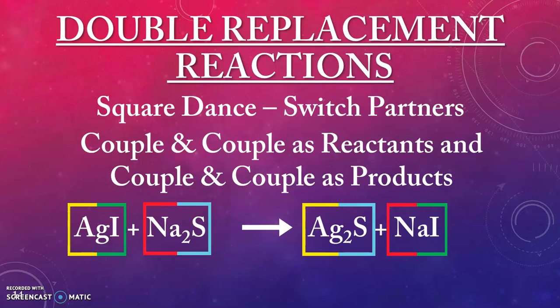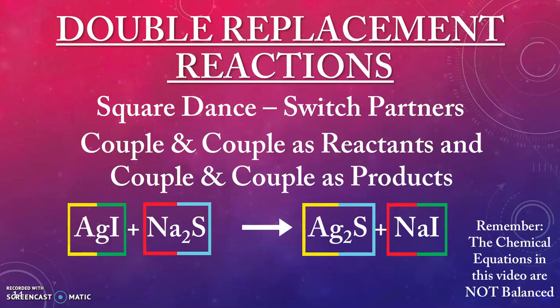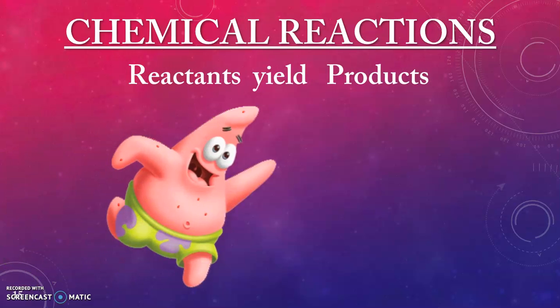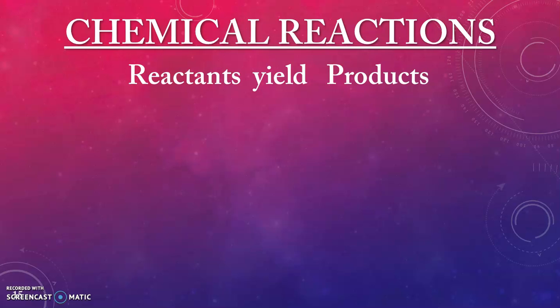So again, we can see the silver in yellow was dancing with iodine, switched partners, is now dancing with sulfur. The sodium was dancing with sulfur, now switched partners, and is now dancing with the iodine. And again, these are not balanced. So if we had to review, reactants yield products. Right, Patrick? Reactants yield products!